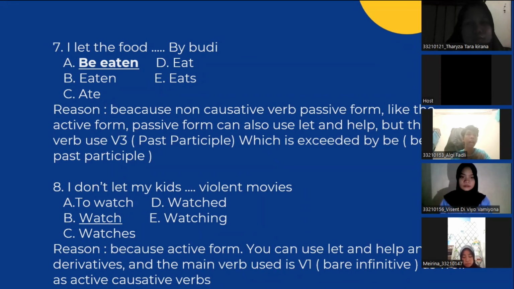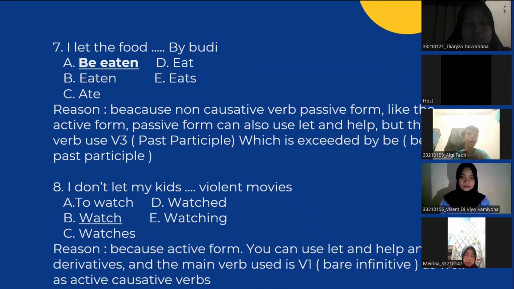Number 7, I let the food blah blah blah by Budi. Answer is A. Be eaten. Reason, because non-causative verb passive form, like the active form, passive form can also use let and help, but the main verb uses verb 3 past participle, which is preceded by be plus past participle.